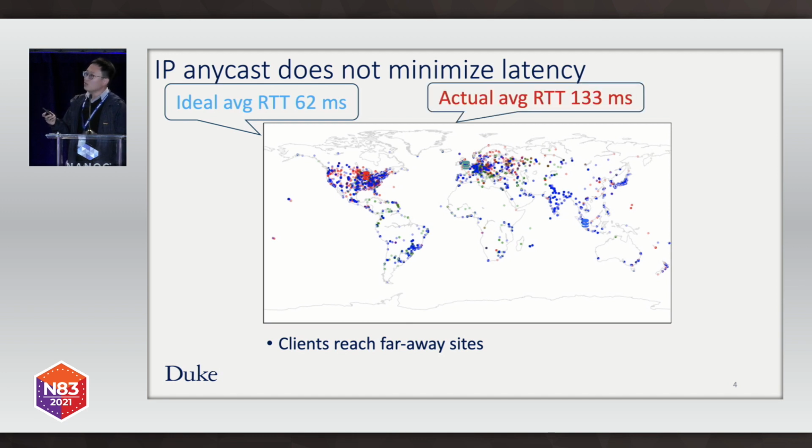In this case, we also measured the performance of all clients around the world. That gave us an average round trip time for all clients of 133 milliseconds, almost twice the ideal case. This tells us that in a real Anycast network, clients do not necessarily select the optimal Anycast sites. That means clients often reach far away sites.